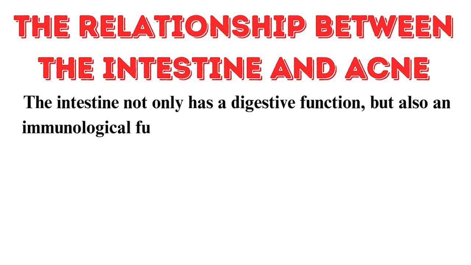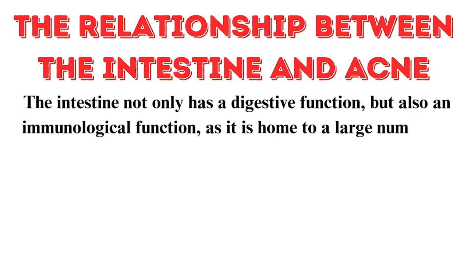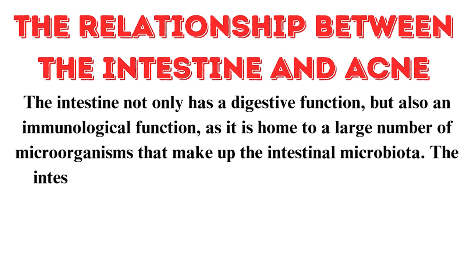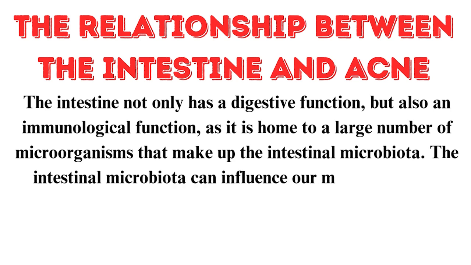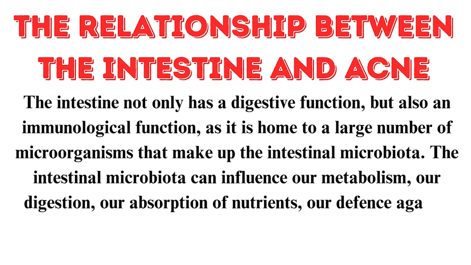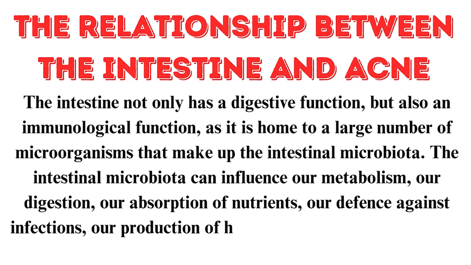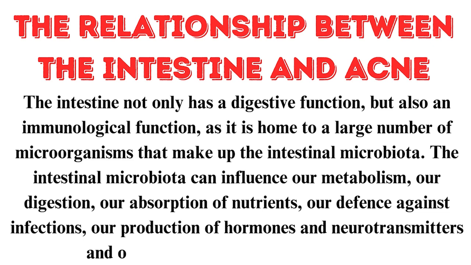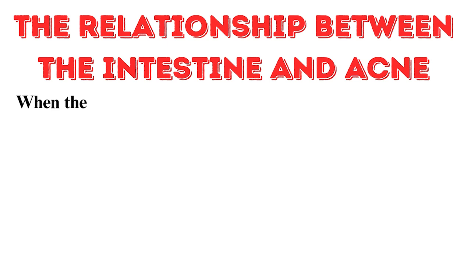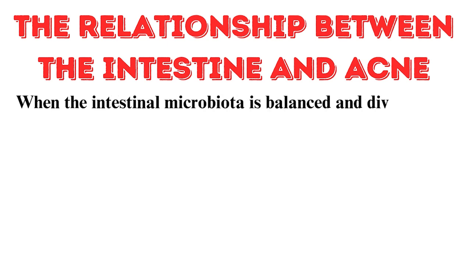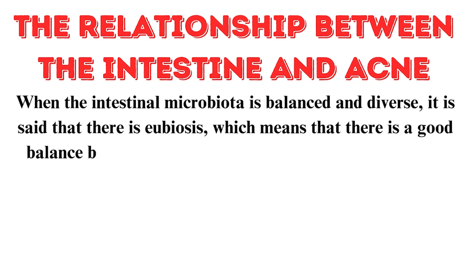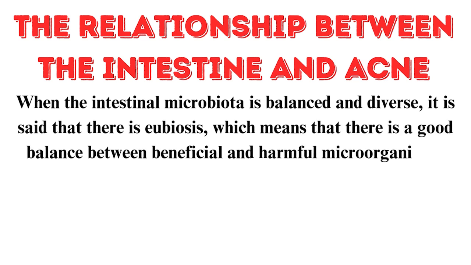The intestine not only has a digestive function, but also an immunological function, as it is home to a large number of microorganisms that make up the intestinal microbiota. The intestinal microbiota can influence our metabolism, our digestion, our absorption of nutrients, our defense against infections, our production of hormones and neurotransmitters, and our regulation of appetite and mood. When the intestinal microbiota is balanced and diverse, it is said that there is eubiosis, which means that there is a good balance between beneficial and harmful microorganisms.